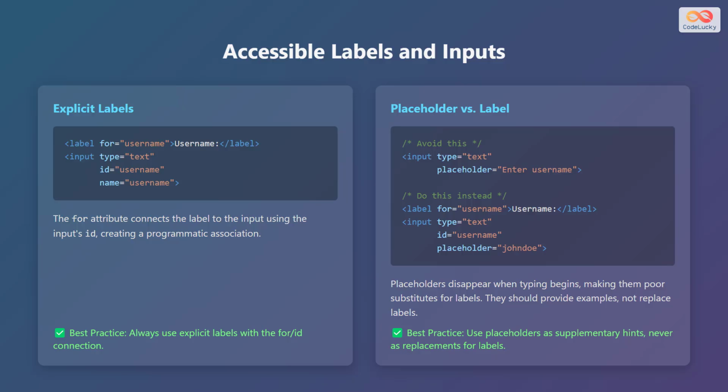Now let's address placeholders versus labels. Placeholders disappear when typing begins, making them poor substitutes for labels. Placeholders should provide examples, not replace labels. Use placeholders as supplementary hints, never as replacements for labels. This ensures everyone understands what information is needed.